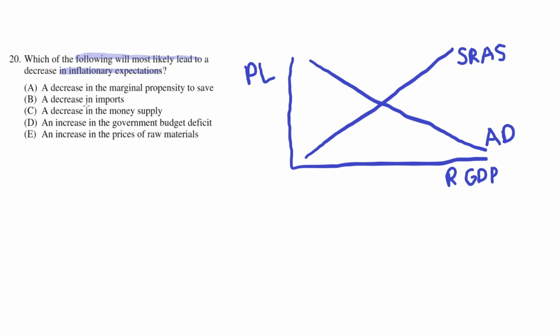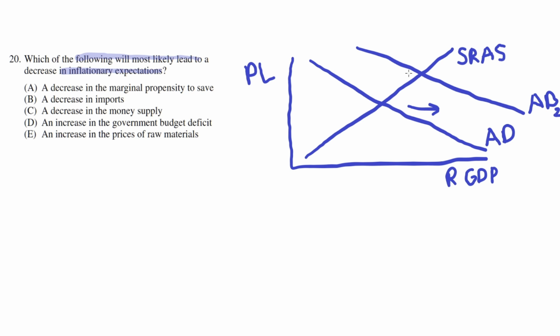So, option A says a decrease in the marginal propensity to save. This is incorrect because the decrease in a marginal propensity to save means that there would be an increase in the marginal propensity to consume. So an increase in the marginal propensity to consume means that consumption spending will increase. And because consumption spending is a factor in the aggregate demand, this would lead to a shift right in the aggregate demand. And a shift right in the aggregate demand would lead to this curve here.